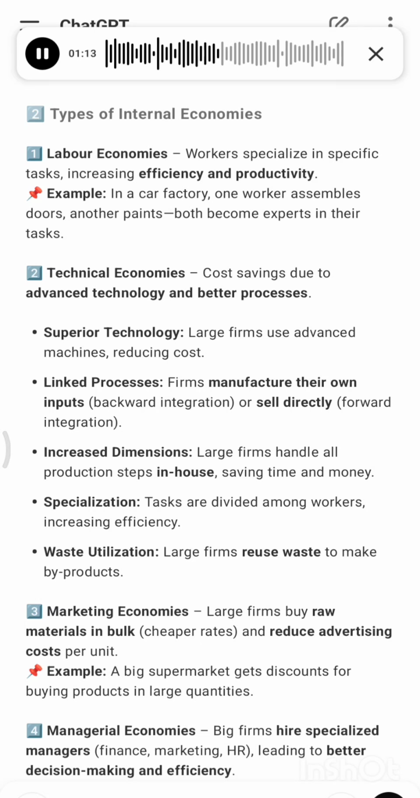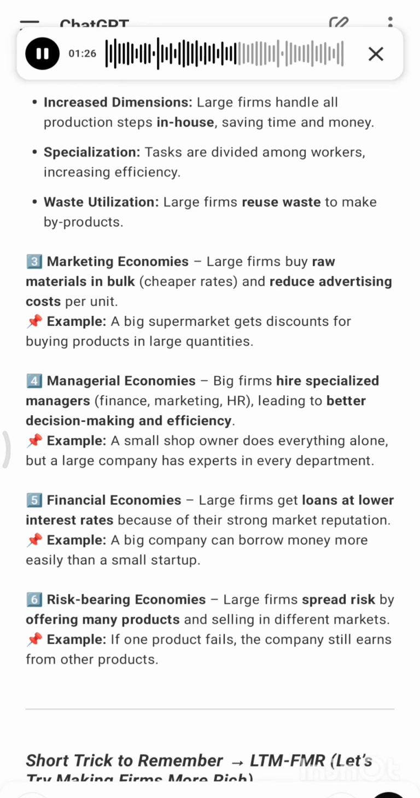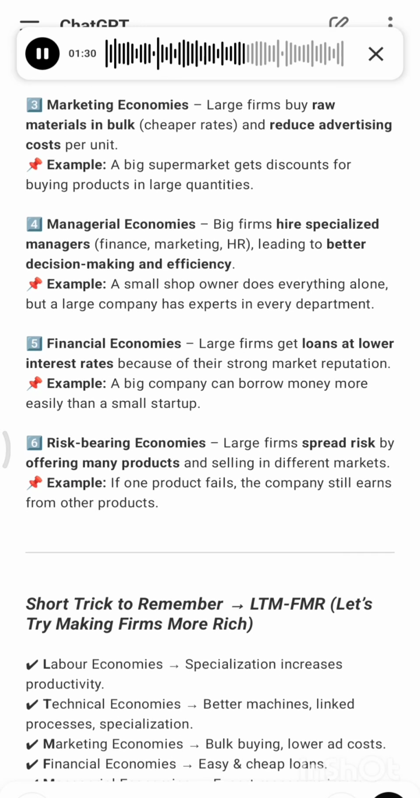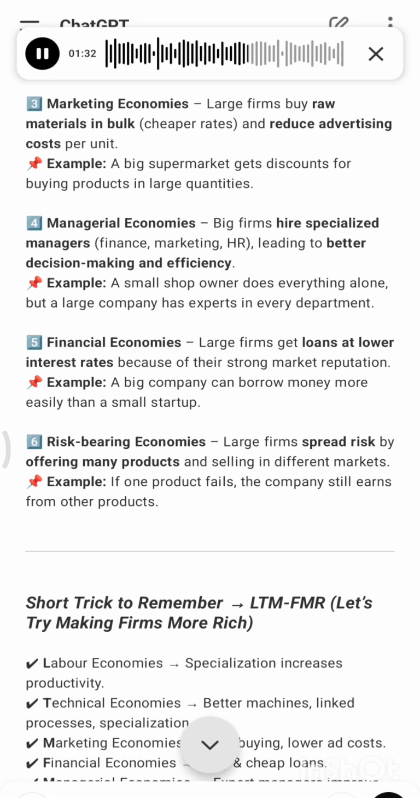3. Marketing economies. Large firms buy raw materials in bulk at cheaper rates and reduce advertising costs per unit. Example: a big supermarket gets discounts for buying products in large quantities. 4. Managerial economies. Big firms hire specialized managers in finance, marketing, and HR, leading to better decision-making and efficiency. Example: a small shop owner does everything alone, but a large company has experts in every department.